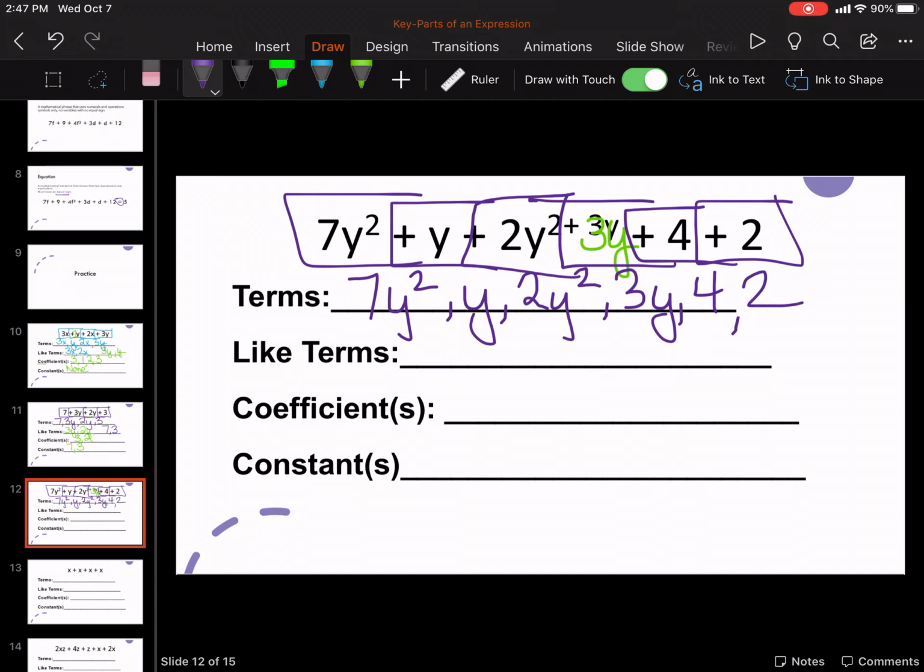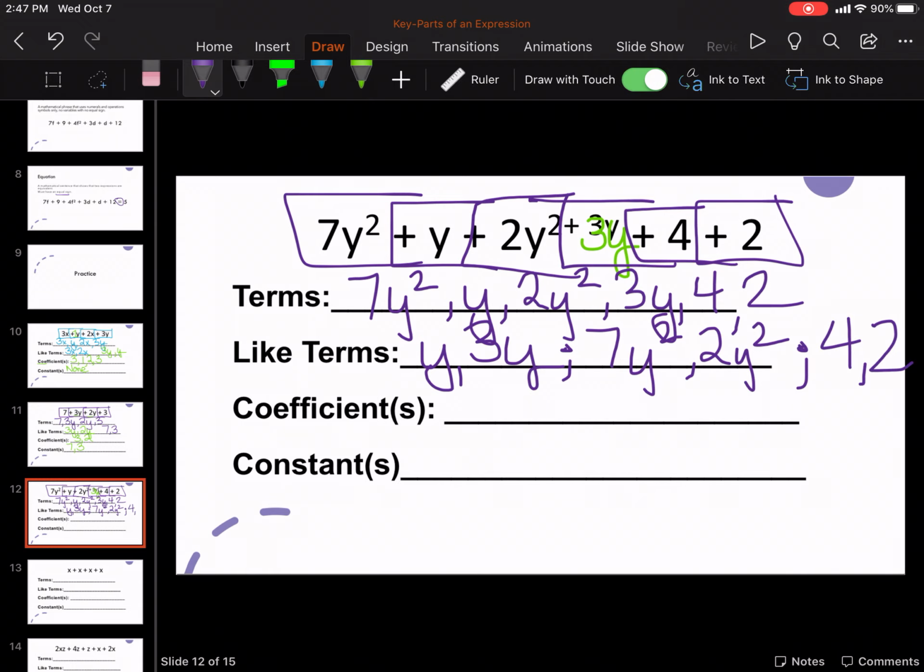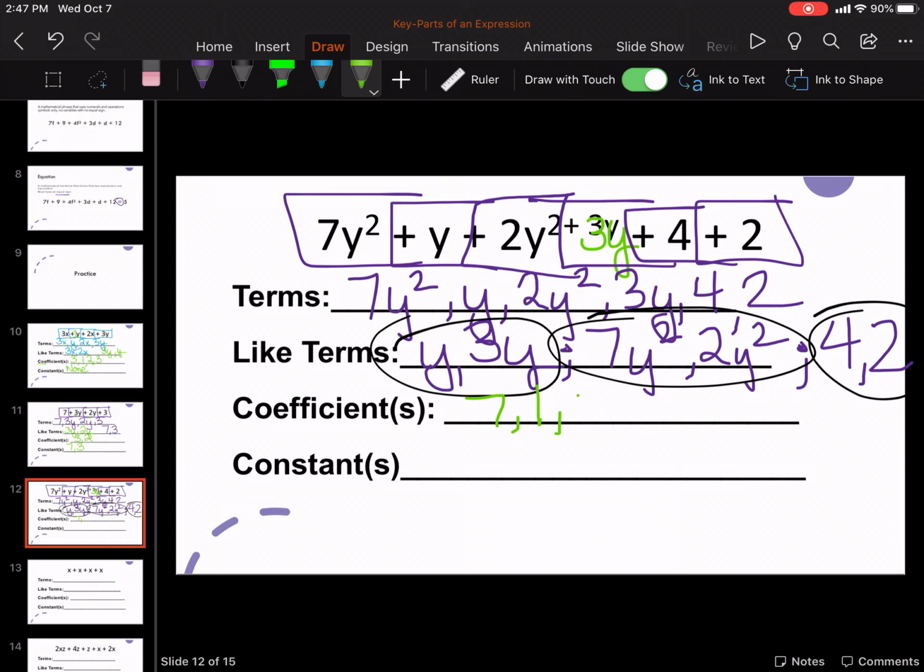So which ones are like terms? Remember, they have to be the same variable to the same exponent. So I see that we have y and 3y. And then I see that we have 7y squared and 2y squared. I'm going to put a semicolon. And then we have also 4 and 2. So we have 3 sets of like terms. My coefficients, my number with my variable, 7, 1, 2, and 3. And constants are 4 and 2.